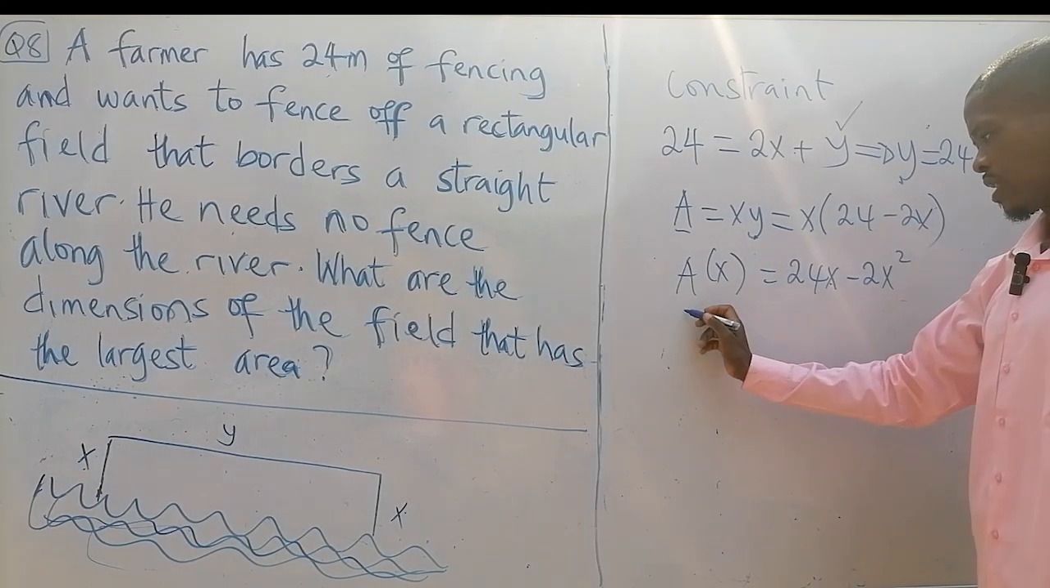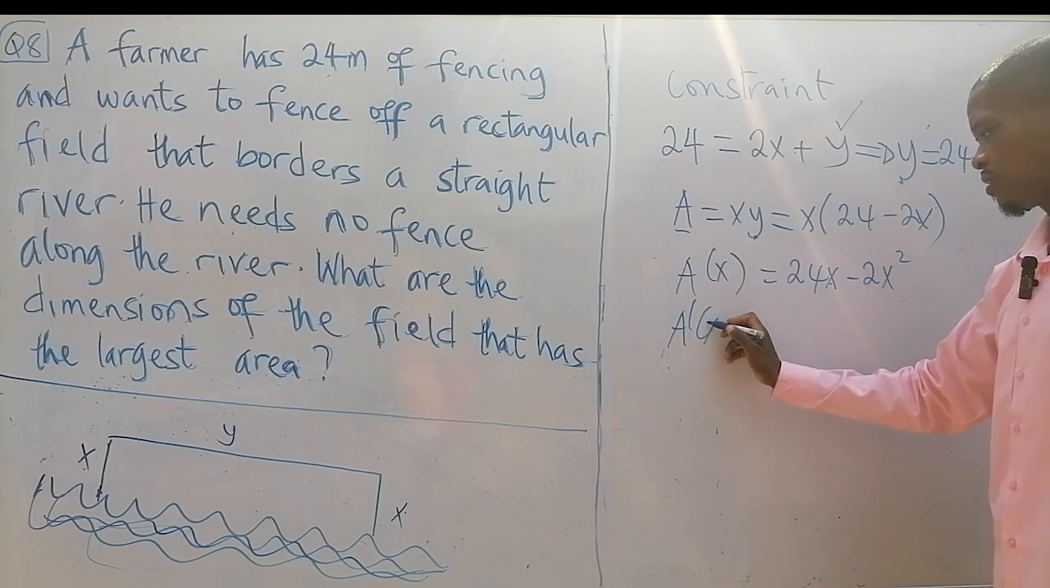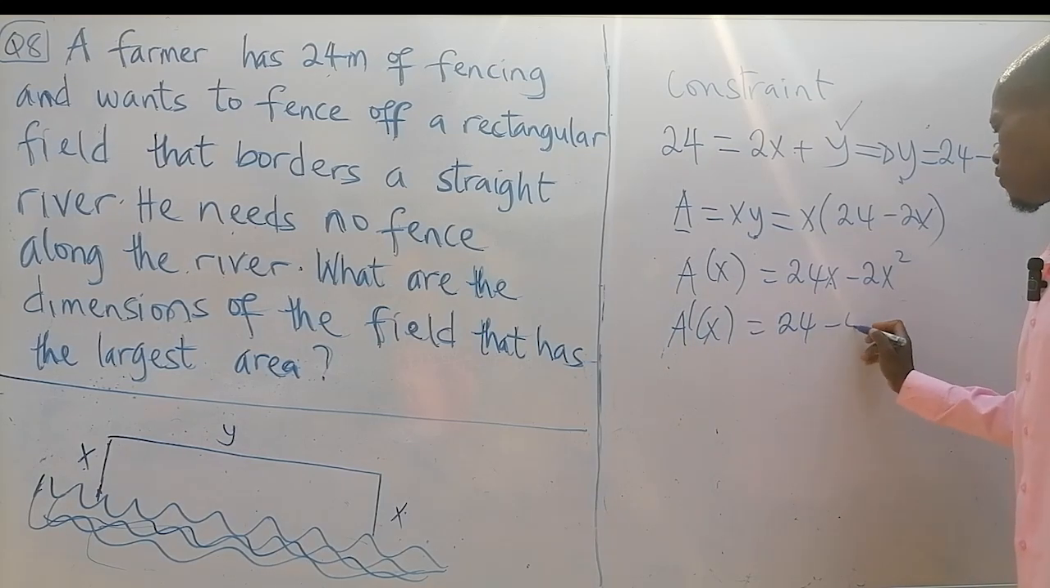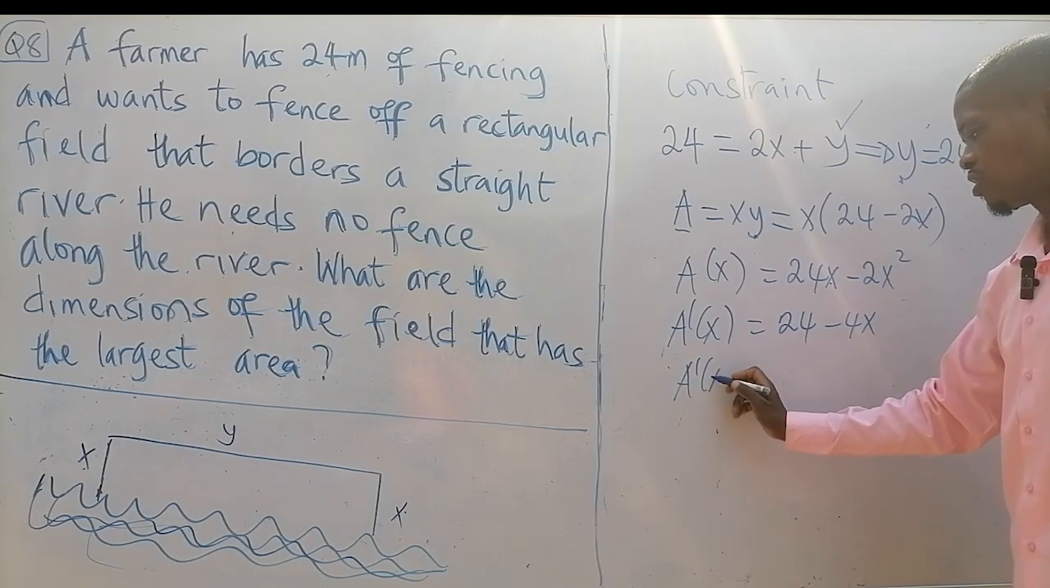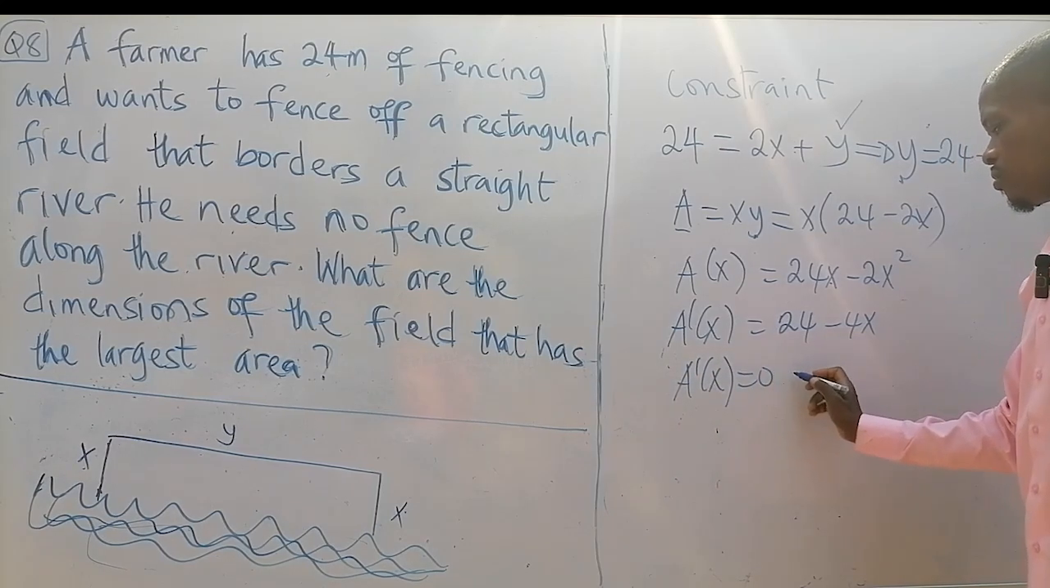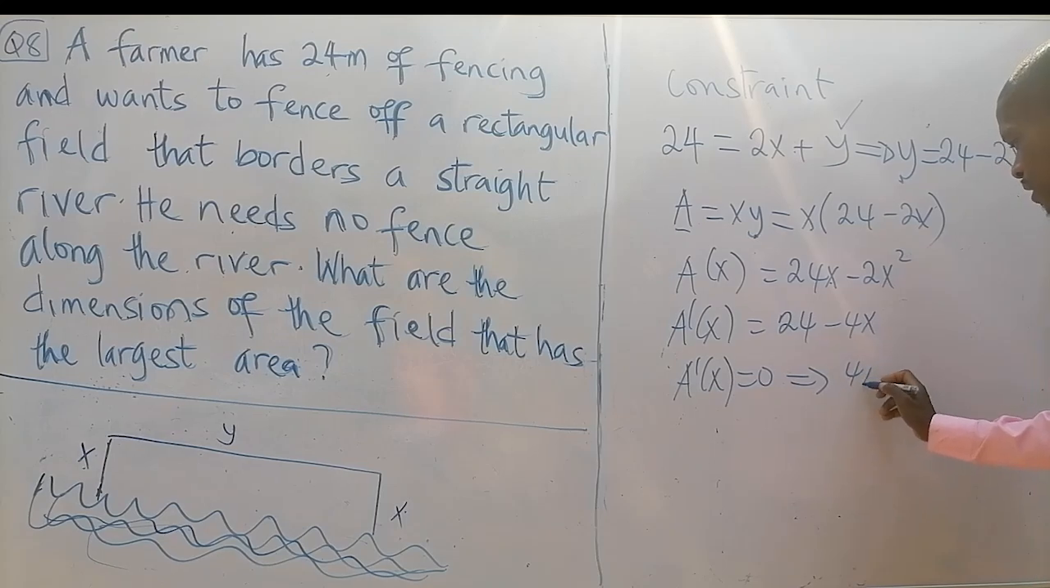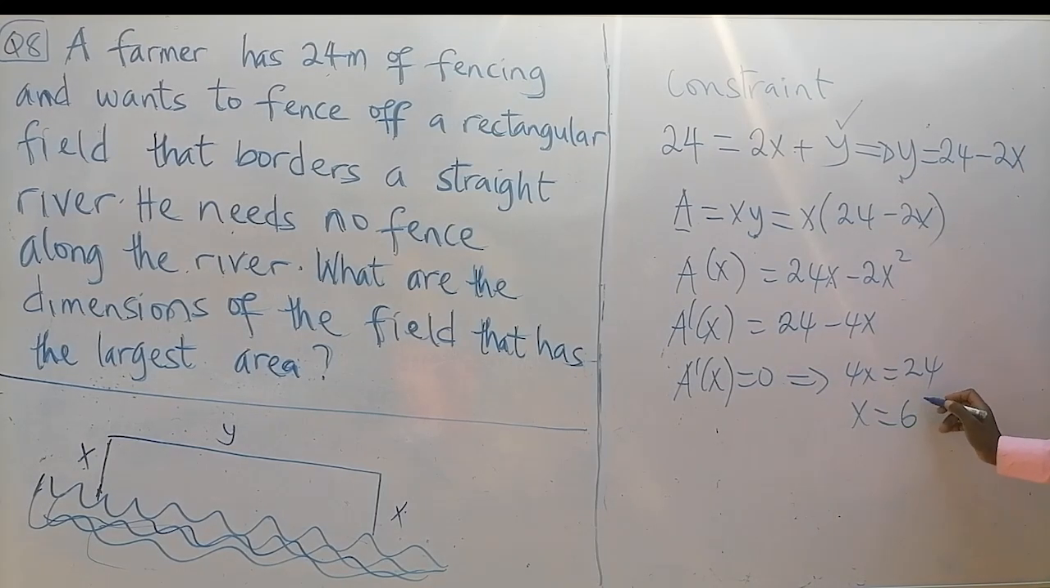From here, you can get the differential of this. That will be 24 minus 4x. At the critical point or the turning point, this is equal to 0. That implies 4x equals 24. So x is equal to 6.